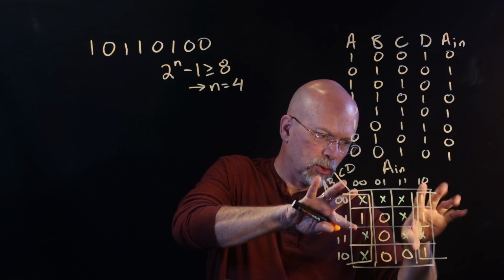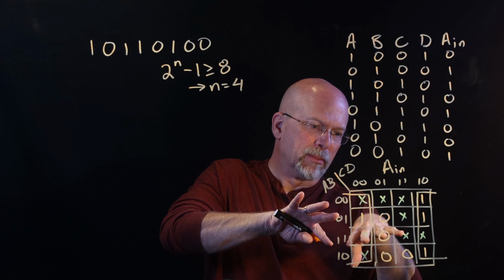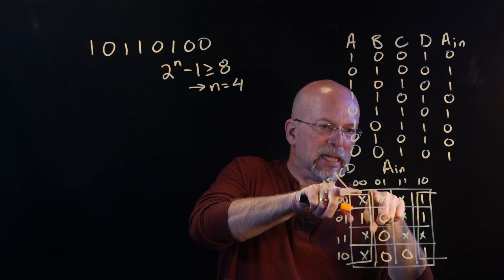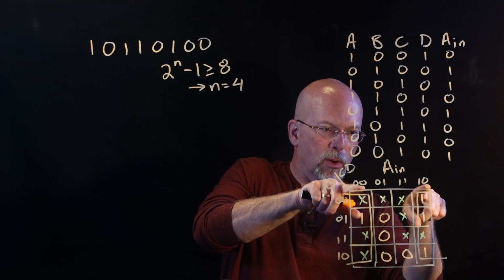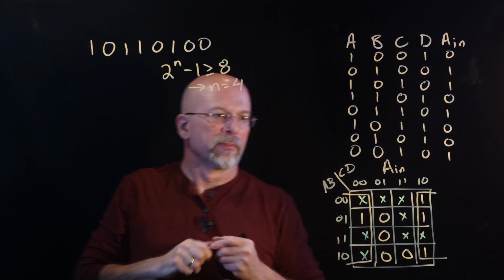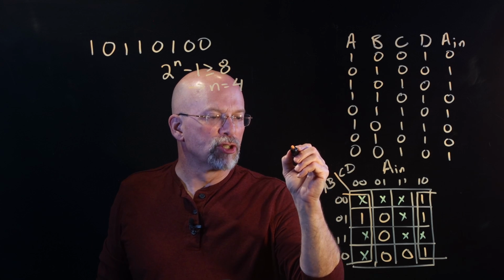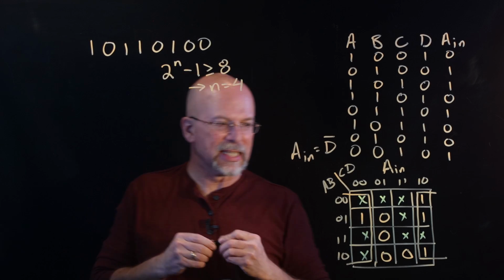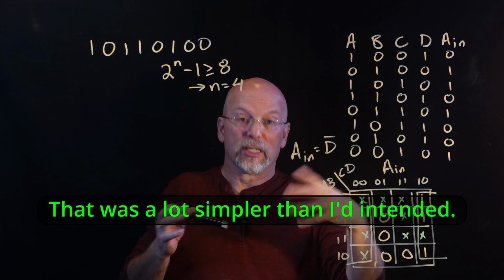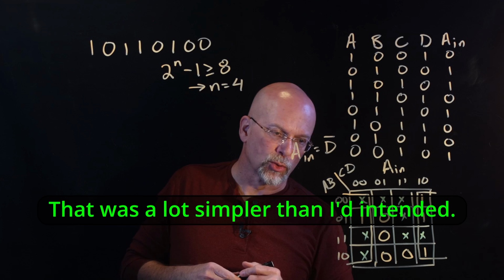So A and B don't play any part. A and B can be whatever they want to be. But C and D, it looks like as long as D is a 0, AN is a 1. So it looks like our expression is just AN is equal to D bar. As long as D is a 0, AN is a 1.